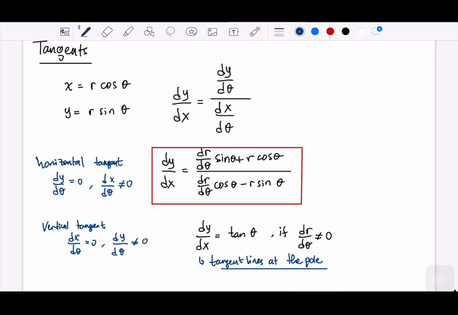This is if we need to find the tangent line at the pole. Okay, I think that's it for today's class. So we developed the area, the arc length, and the tangent. I think the part that you need to emphasize more is the area. I think that's the most confusing one.